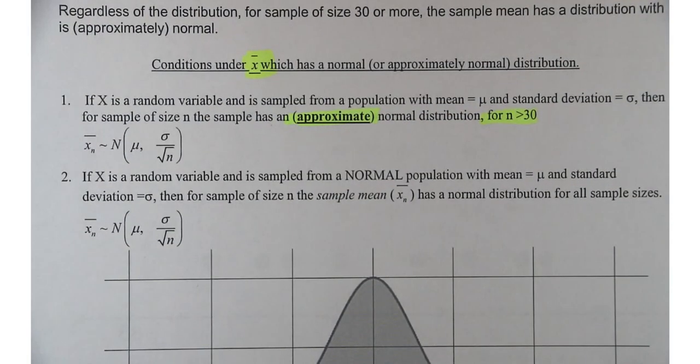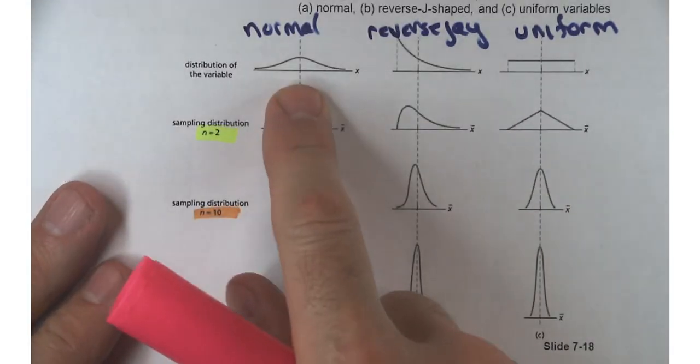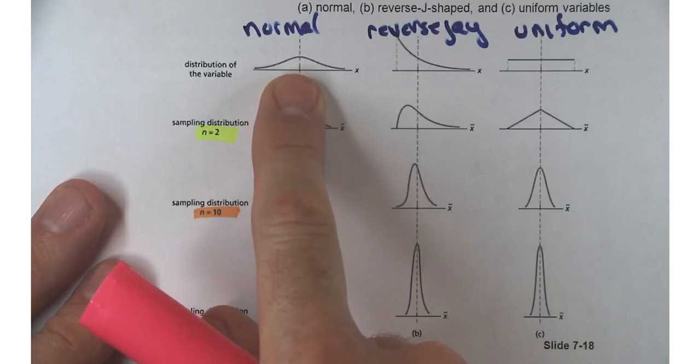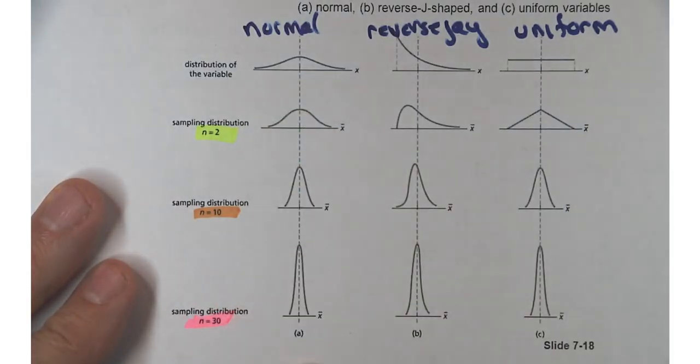That's really useful. It's incredibly useful. And it's amazing that it happens for a variety of things. It doesn't just depend on starting out with a normal distribution. If you start out with a normal distribution, all your samples are going to have a normal distribution.